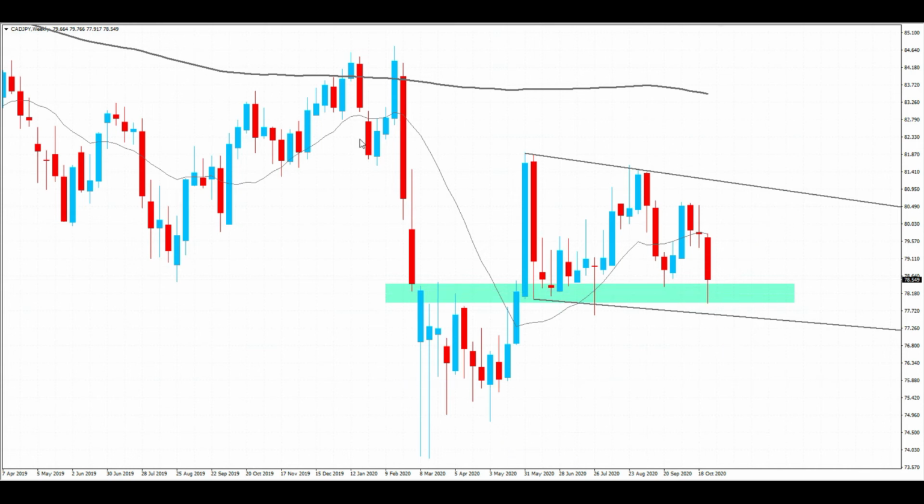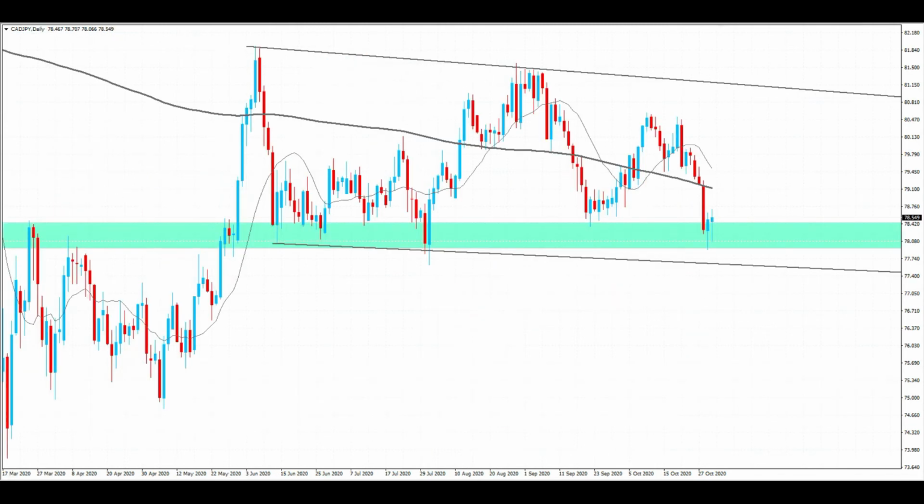But our bias is still to the downside unless we go and break that area. So again, probably be looking for longs for next week for CAD JPY. Potentially could see price move a little bit lower first before we get that big push to the upside.